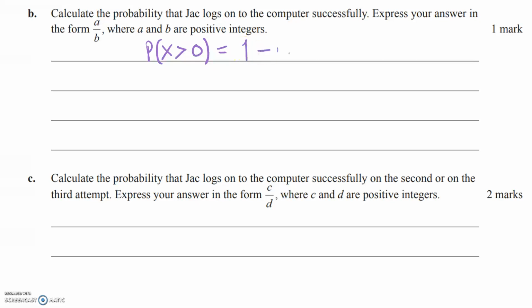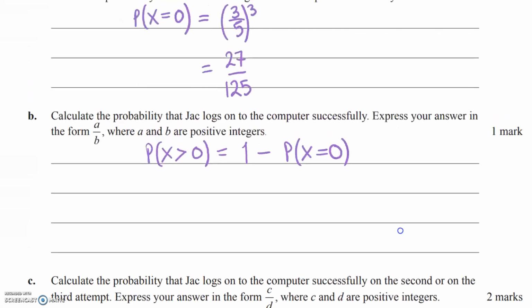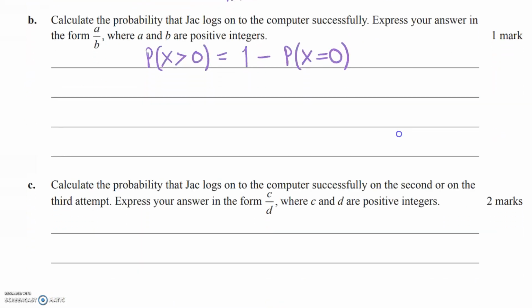This is the equivalent of 1, take away the probability that he entirely fails. Him entirely failing is never getting it right. So if we look back up here, we already worked this out. So the probability that he successfully logs in is 1, take away this 27 over 125, which is just going to be equal to 98 over 125.